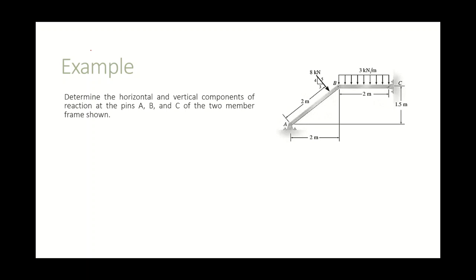Okay, so here, determine the horizontal and vertical components of the reactions at the pins A, B, and C of the two-member frame shown. So, based on the problem, we know that it is a two-member frame. Then again, I'll repeat, pin is another term for hinge. So, we have an internal hinge at B.